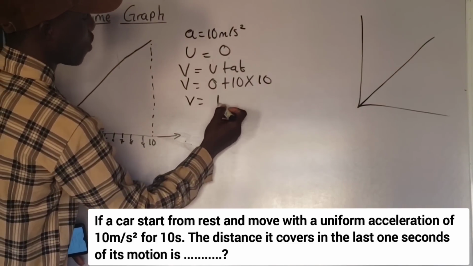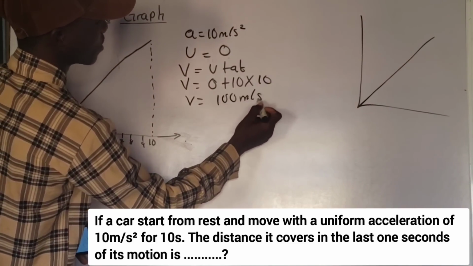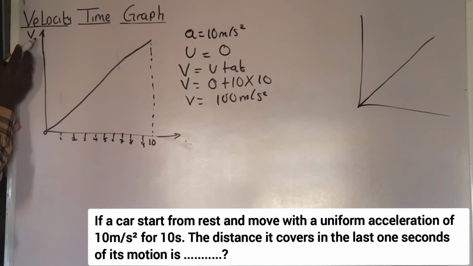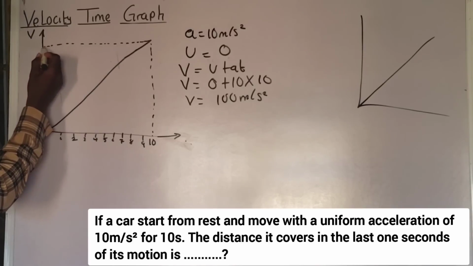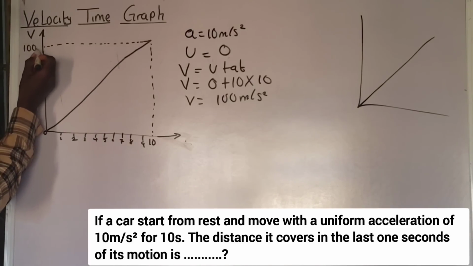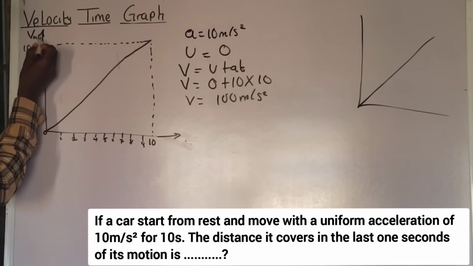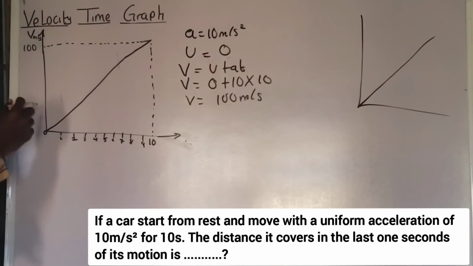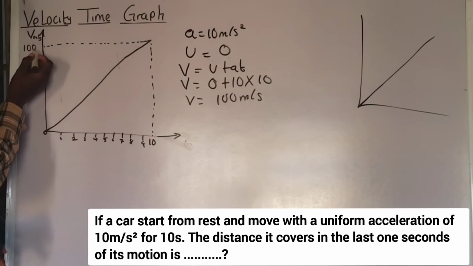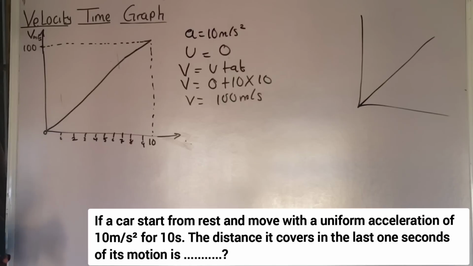100. So v is equal to 100 meters per second. You understand? So the velocity at this point is what? 100 meters per second. Sorry, velocity is in meters per second, not meters per second squared. So the velocity at this point is 100 meters per second.